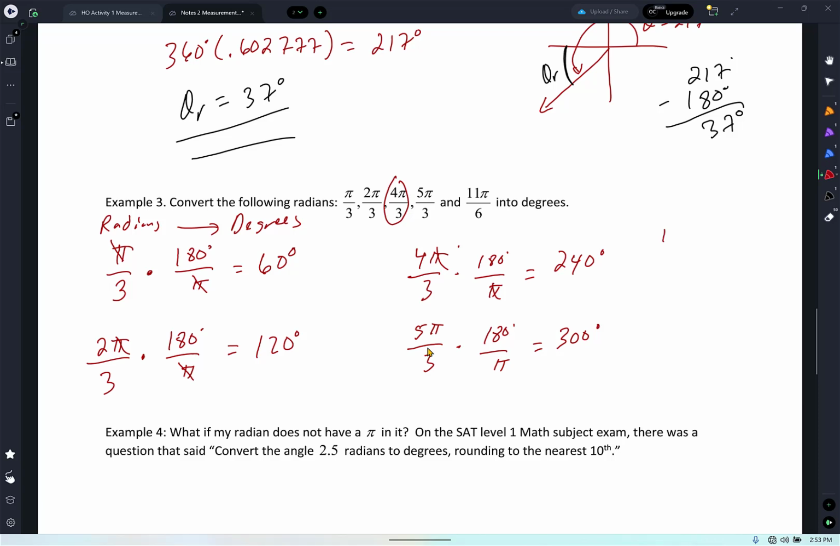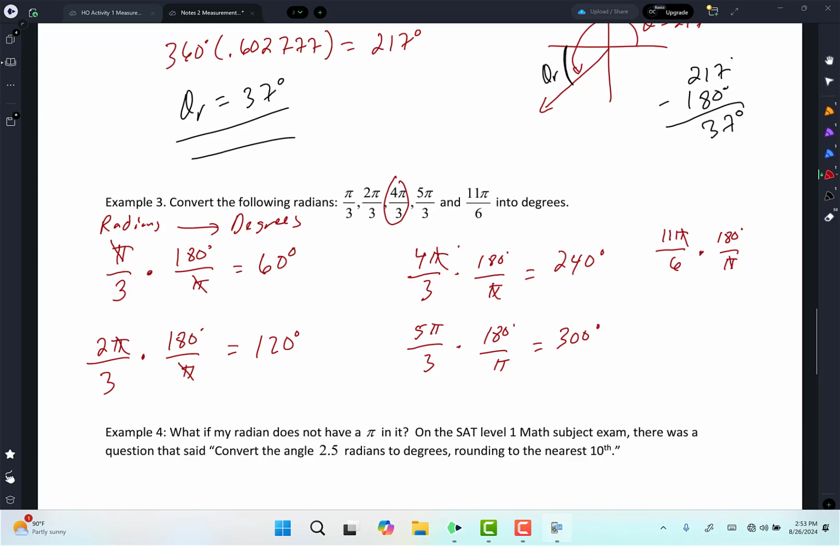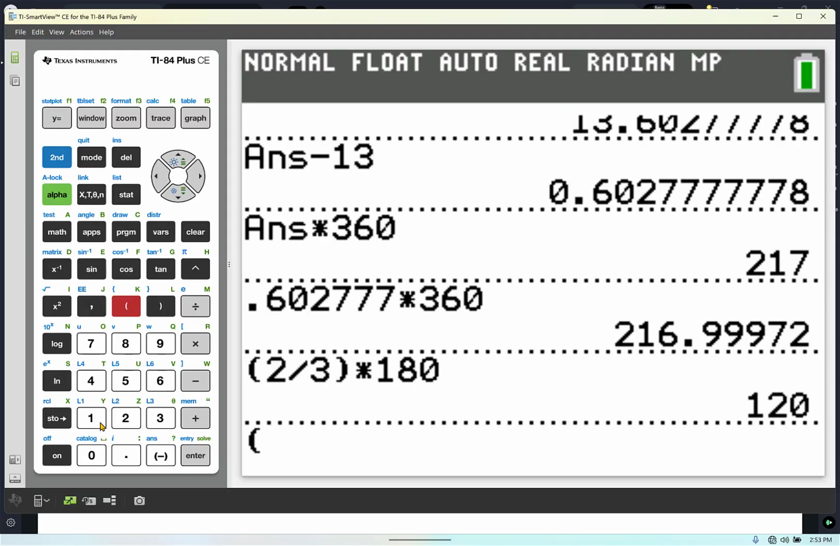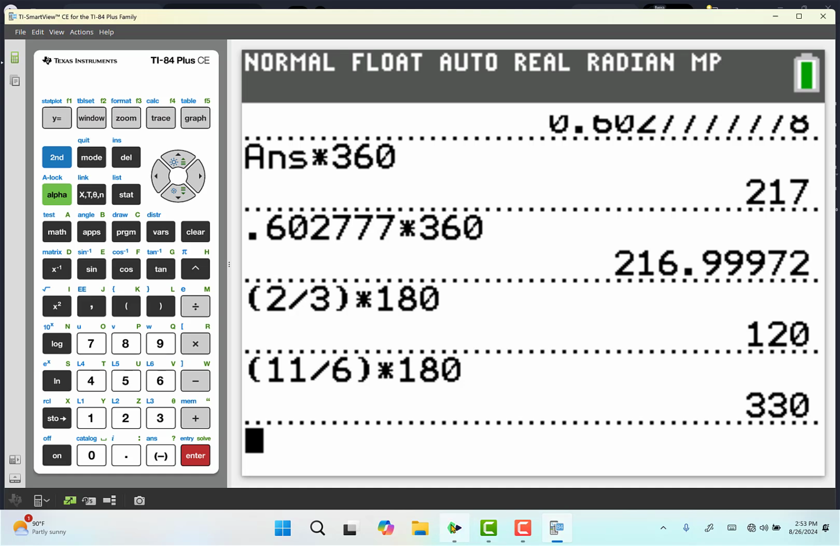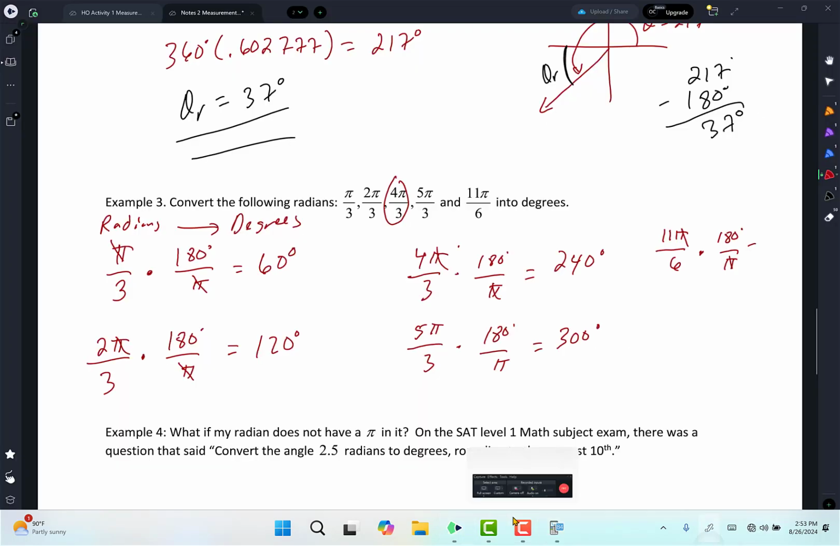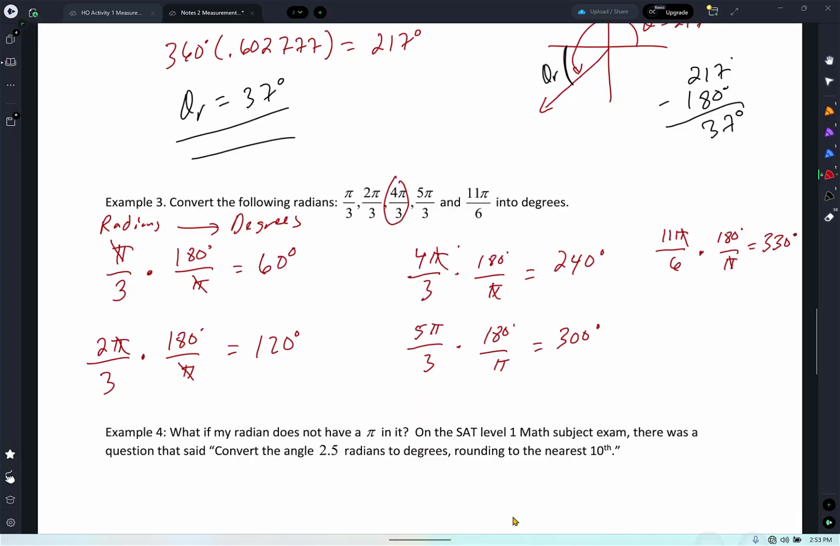Last one. 11 pi over 6 times 180 over pi. Pi's cancel out. Take your calculator. 11 over 6 times 180. So let's see. What is it? Times 180. 330. There it is.